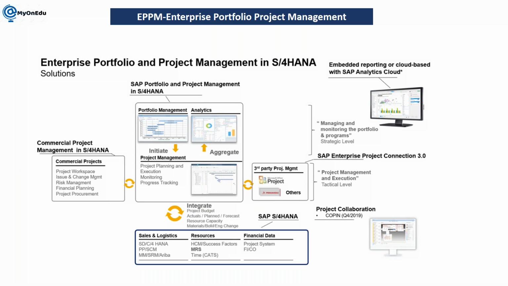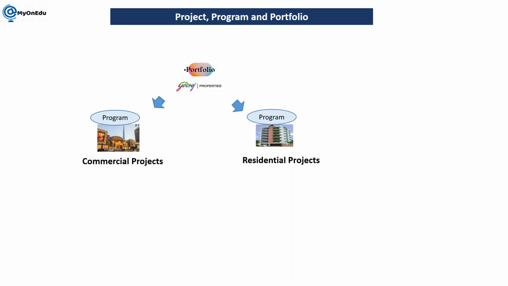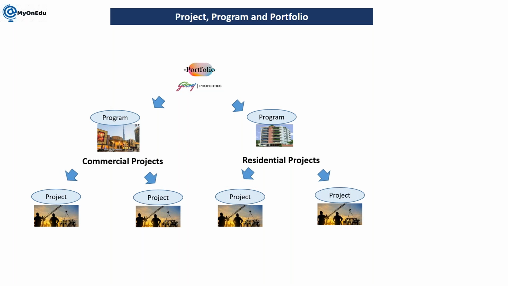Okay, and next is project, program, and portfolio. What are these terminologies? Let's say you have one organization, Godrej Properties, which has different programs, commercial projects and residential projects, and individual departments are doing their projects. Basically we can keep similar projects in a program, and we can keep programs and projects in a portfolio. So similar projects in a program, and then programs and projects in a portfolio.